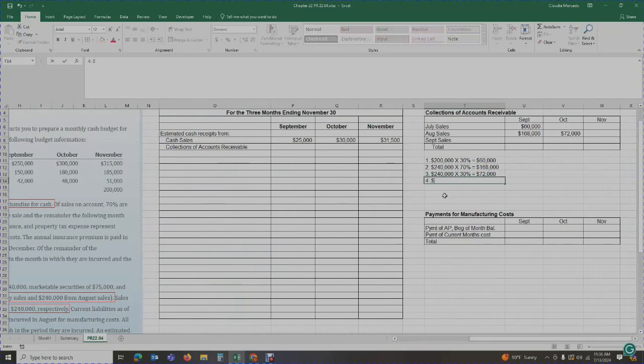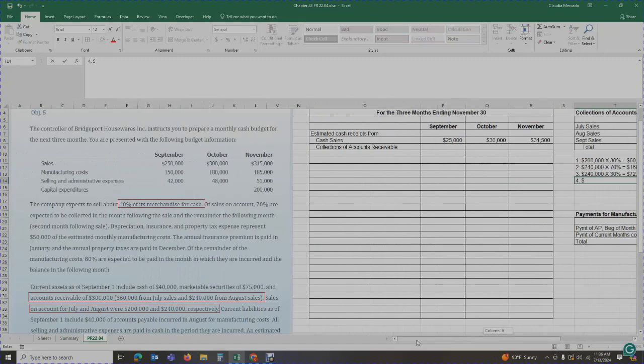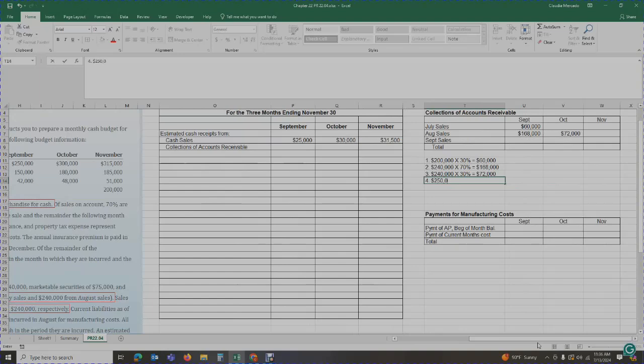So how much do we have in sales? We have $250,000. Pay attention here. I'm going to multiply that by 90%. Why 90%? Because that is what's going to be paid on account. Remember, it's 90% on account, 10% on cash. So what are we worried right now about dealing with? Accounts receivable, what was sold on account. So 90% of those sales were sold on account. And then the following month, we're going to collect 70% of that money. In September, we don't collect anything. We're going to collect in October and November.